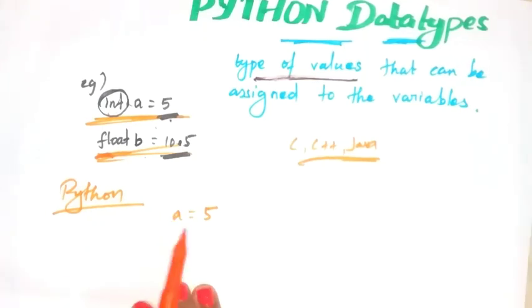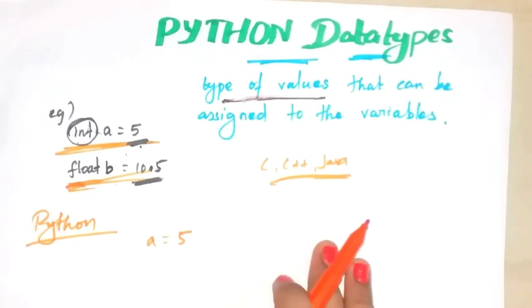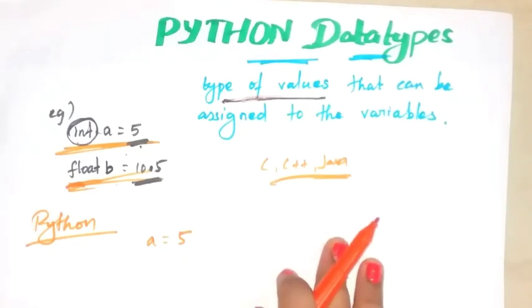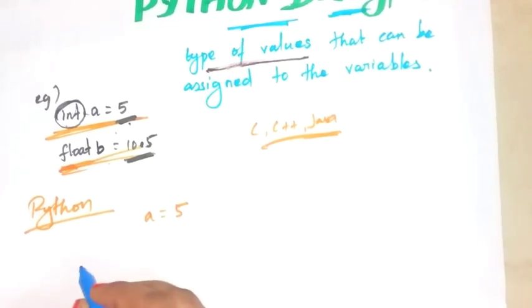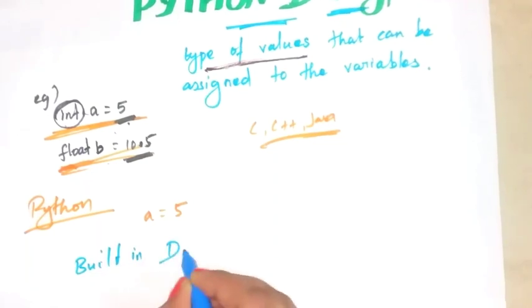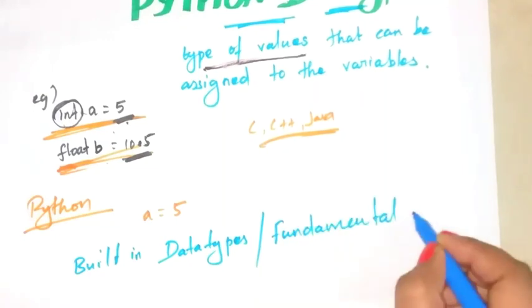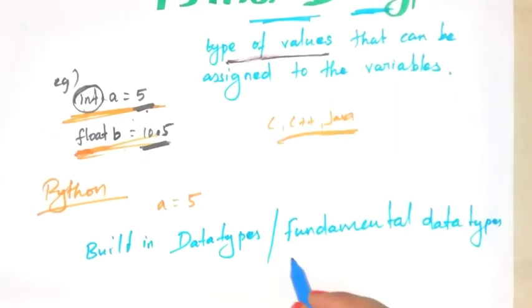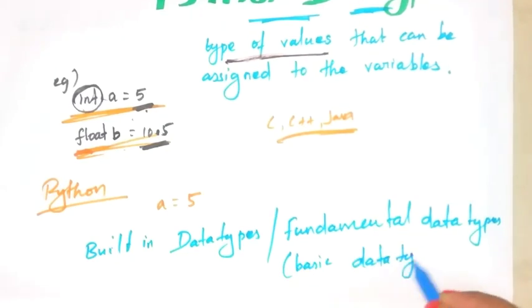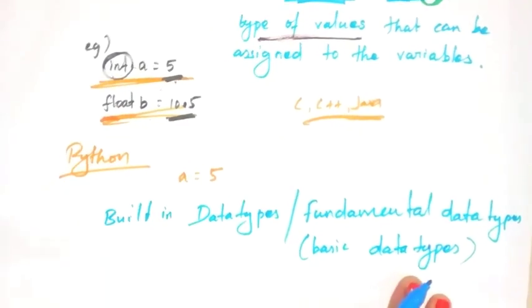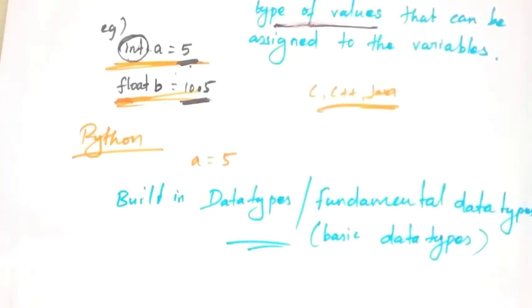But it is still important to understand the different types of values that can be assigned to a variable in Python. So now let us see the commonly used data types in Python. They are called built-in data types. They are also known as fundamental data types or basic data types. So what are the built-in data types?